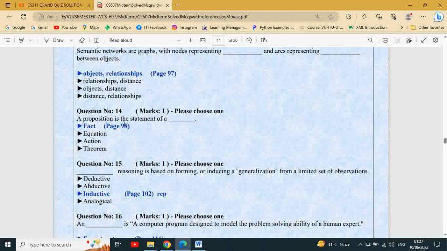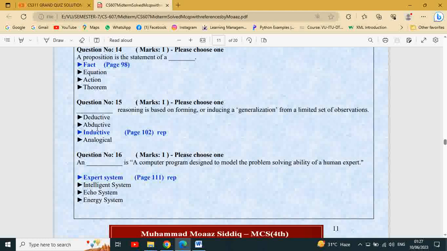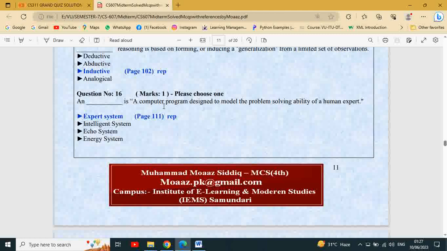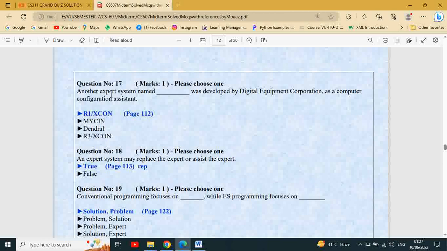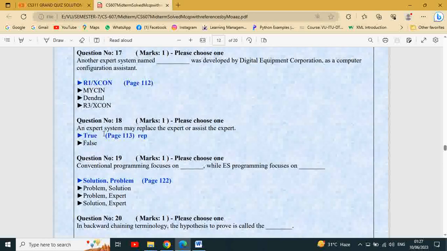A proposition is the statement of effect that inductive reasoning is based on. An expert system is a computer program designed to model problem solving ability. Another expert system named R1/XCON was developed by Digital Equipment Corporation. An expert system may replace the expert or assist the expert.